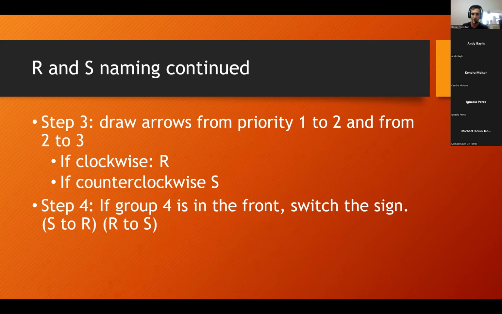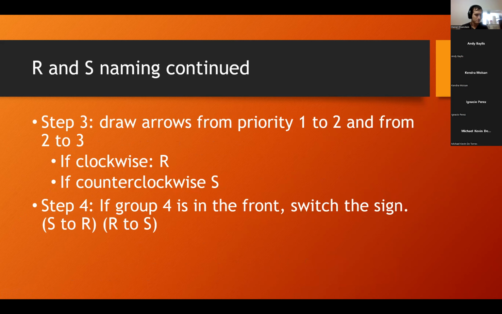When you've given priority to everything, you want to connect them 1 to 2, 2 to 3, and then 3 to 1. You do not include 4 within that circle, okay? If you get clockwise, it's R. If it's counterclockwise, it's S.